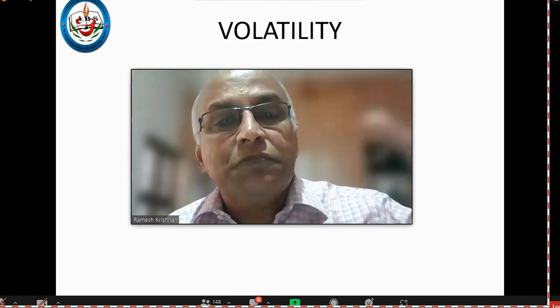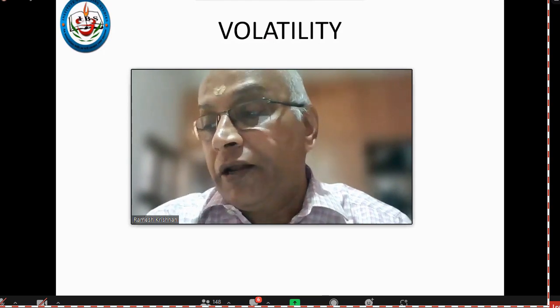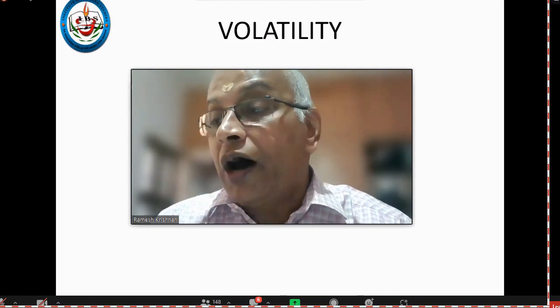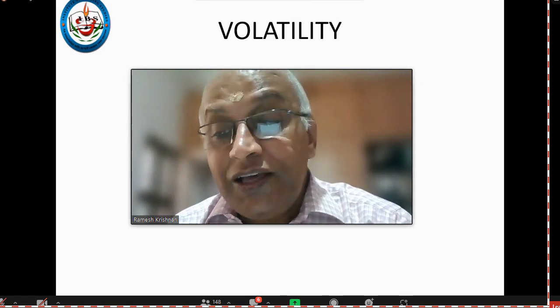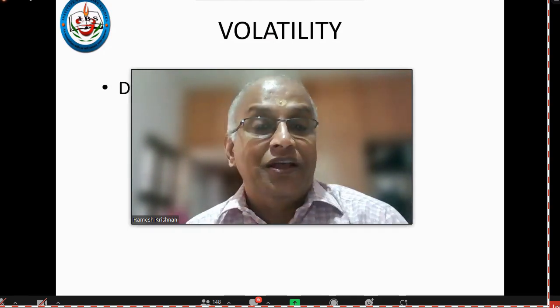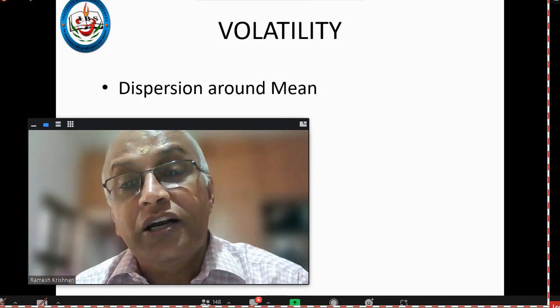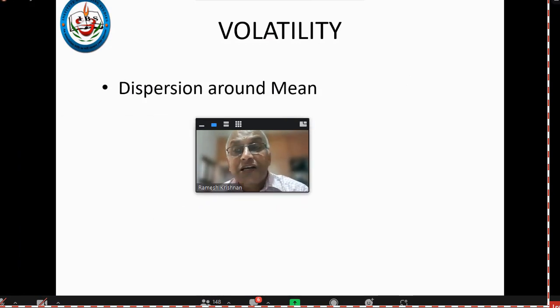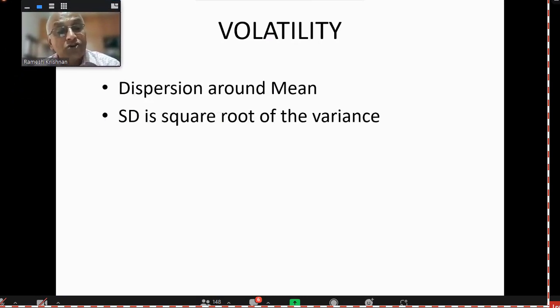So different risk measures for different asset classes. Now, if everything can be combined in one number as VAR, value at risk, that is the beauty of capturing risk in a single measure. So this volatility around the mean, standard deviation, what you learned in your 10th or 12th standard statistics, you go back to the notes, standard deviation is all about dispersion around the mean, and standard deviation is the square root of the variance.